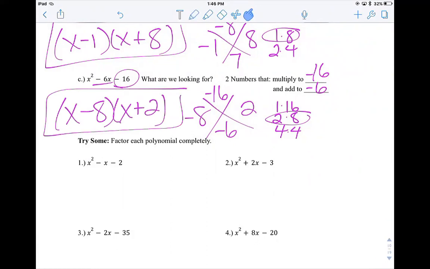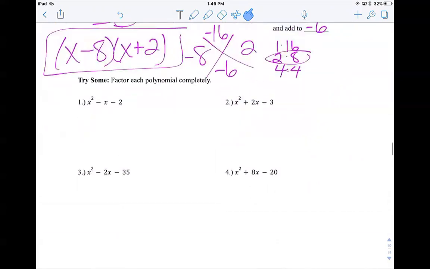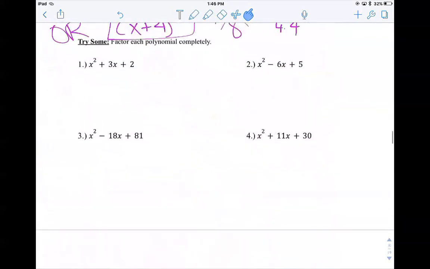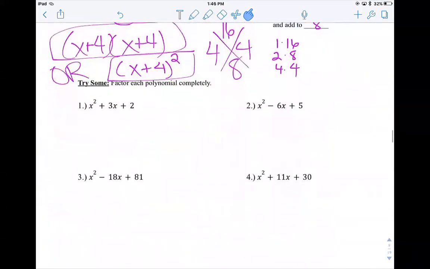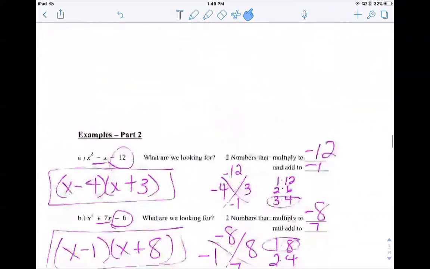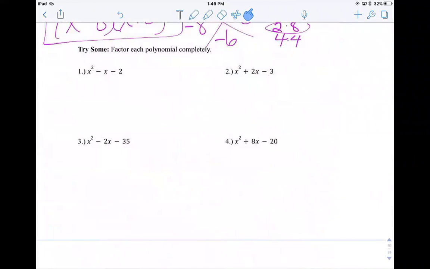So that is it for the notes for today. So you have 8 problems that you're trying on your own. So you're going to go back to that previous page and you're going to try those 4. And you're going to do the 4 for here. So you're doing 8 of the try some problems. And we will recap this tomorrow in class.